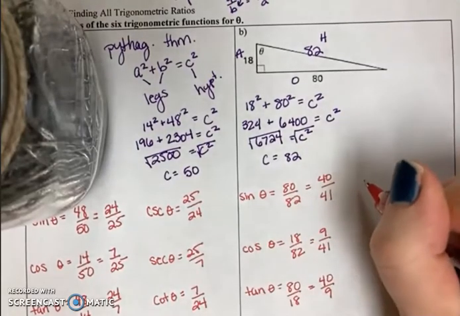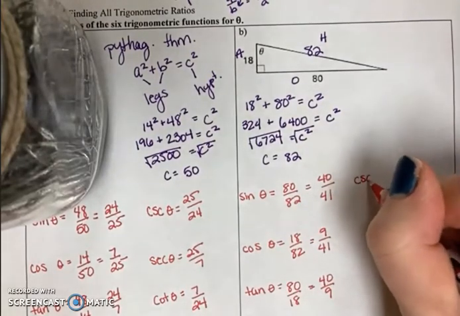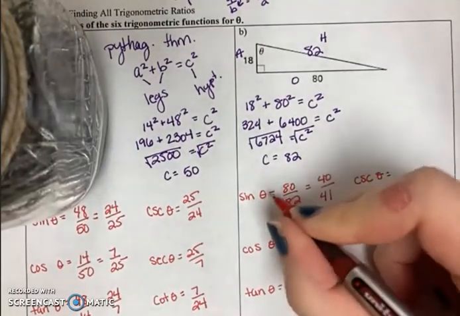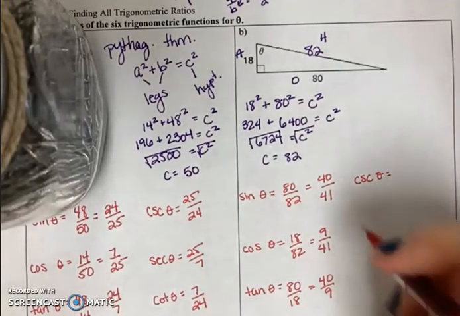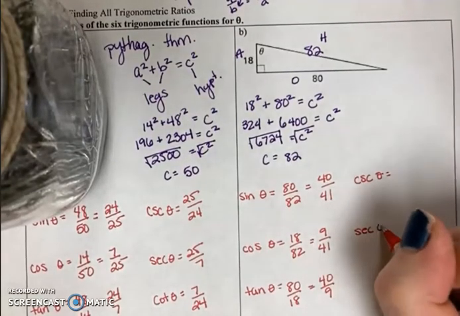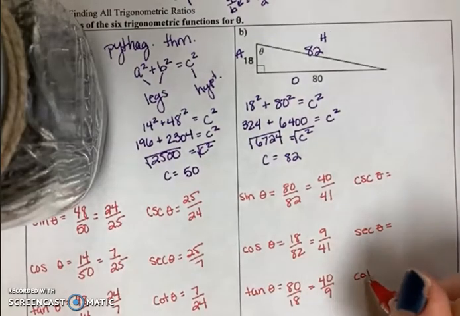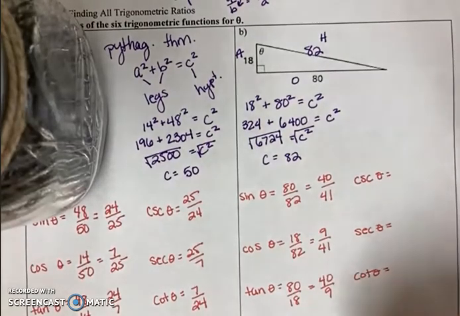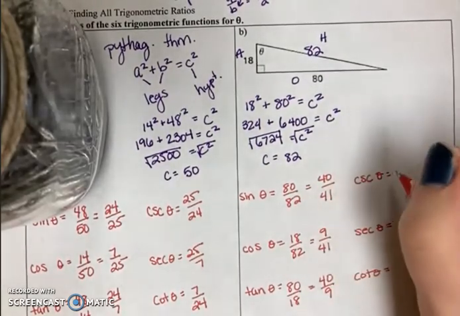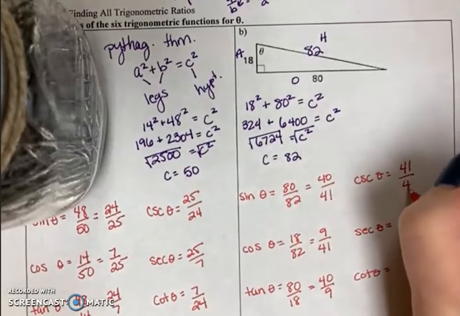So now, remember, cosecant theta is the reciprocal of sine of theta. Secant theta is the reciprocal of cosine theta. And cotangent theta is the reciprocal of tangent theta. And I'm just going to flip my simplified versions just to make it easier on myself.